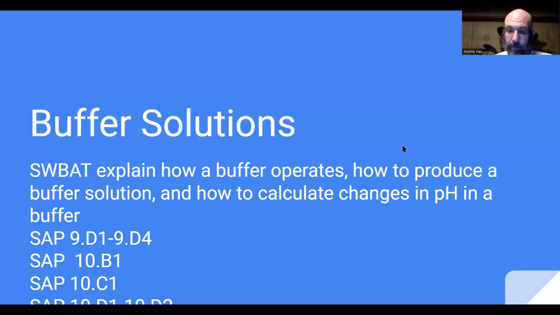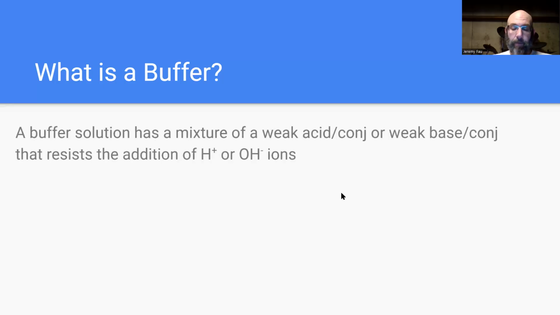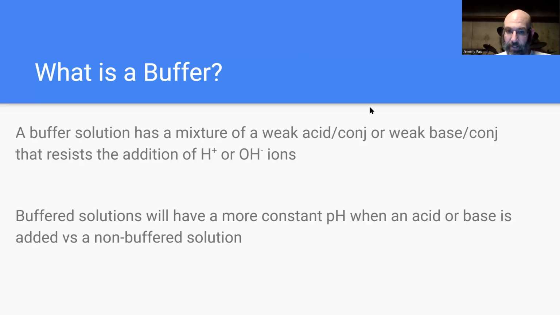All right, so we're gonna talk about buffers today. A buffer is a solution that contains a weak acid and some of its conjugate base, or a weak base and its conjugate acid. The whole point of a buffer is to make a solution that is able to resist additional H plus or OH minus ions. Its goal is to try to keep the pH relatively constant.